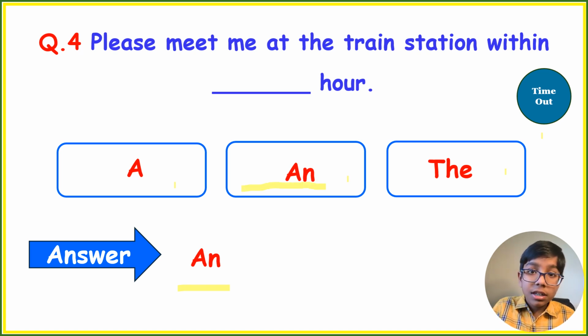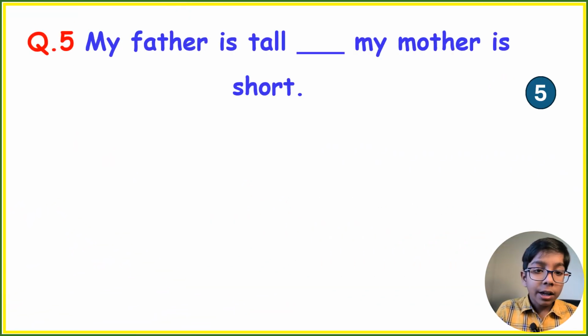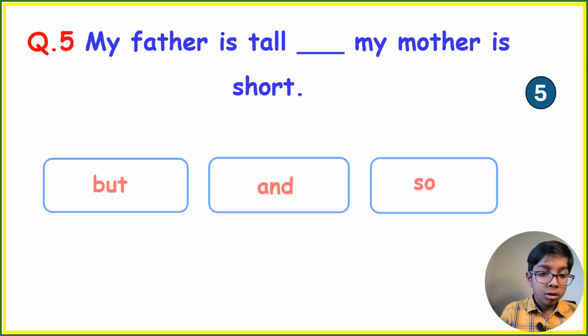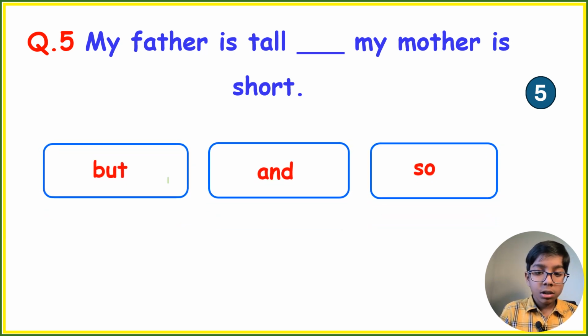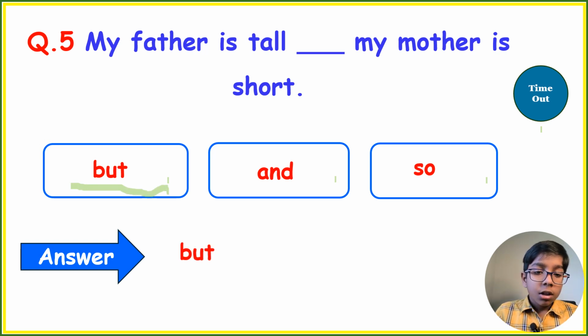Your next question is: my father is tall dash my mother is short. But, and, so. Your time starts now. And your correct answer is but. Here these two sentences are in contradiction. That's why we used here but.